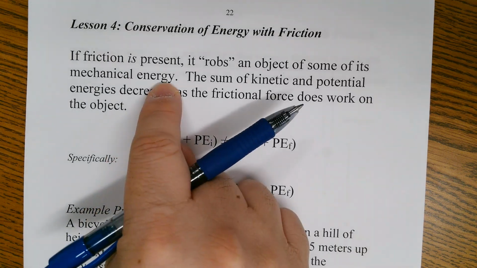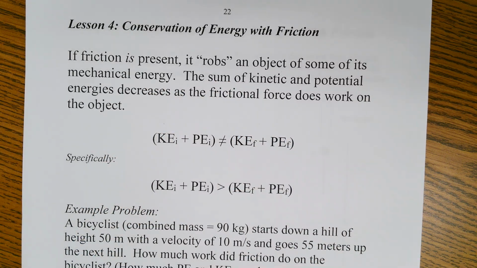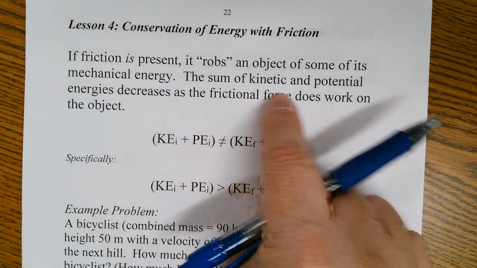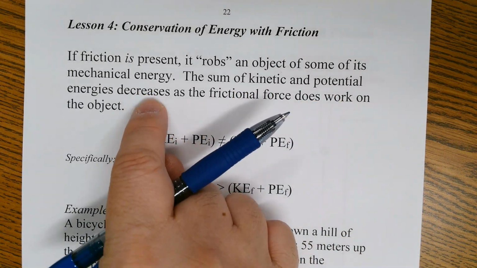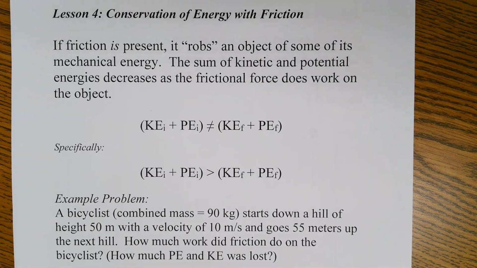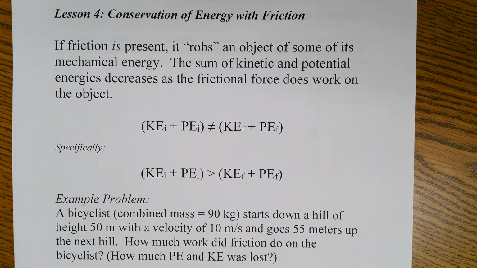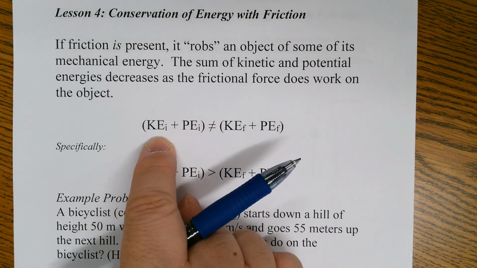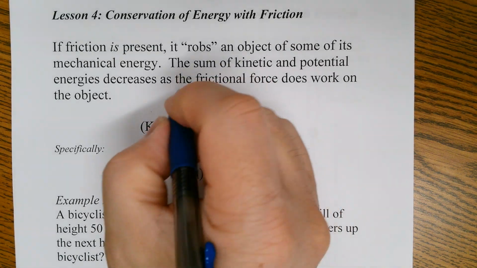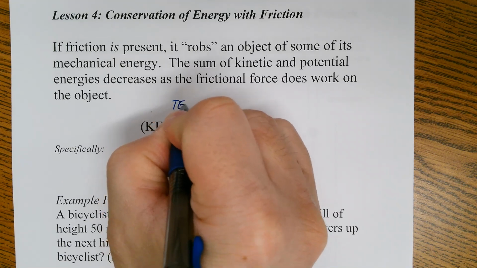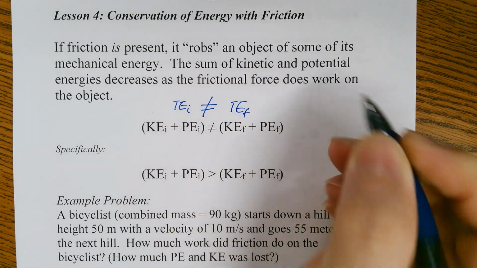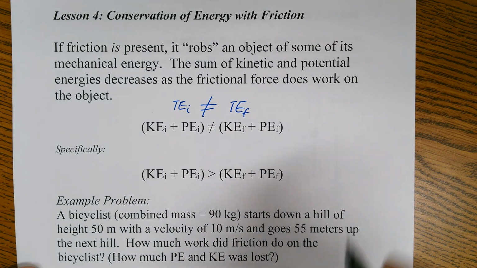So if friction is present, it robs an object of some of its mechanical energy. The sum of kinetic energy and potential energies decreases as the frictional force does work on the object, okay? So in that case, we cannot let the total energy initial equal the total energy final. So total energy initial does not equal total energy final in our case, if there's work done by friction, right?